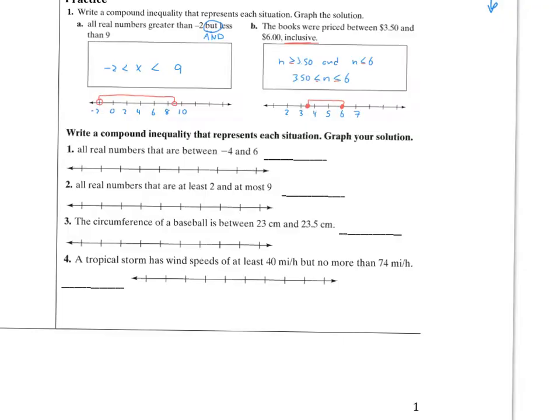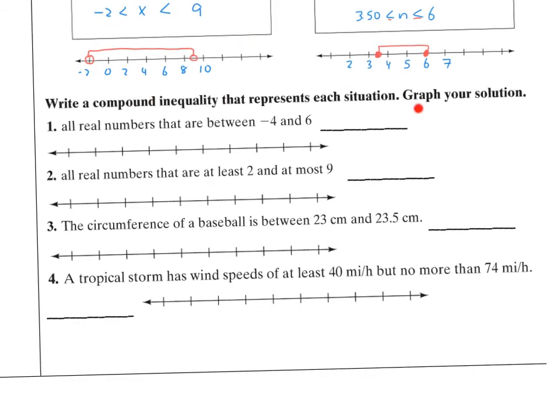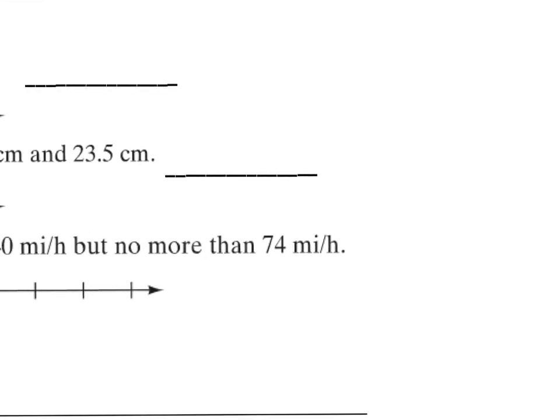All right. Let's do one or two more examples and have you finish this at a later time. We're going to write the compound inequality that represents each situation. So let's look at number three, since it's more real world. The circumference of a baseball is between 23 centimeters and 23.5 centimeters. So I'm going to say B for baseball. So I have 23, B is here, and 23.5.